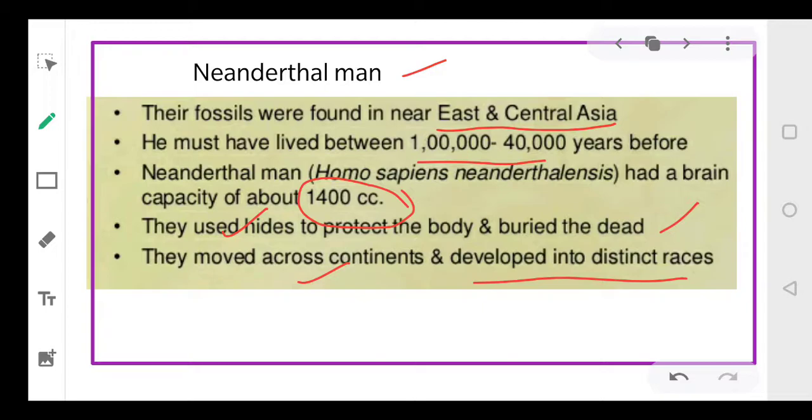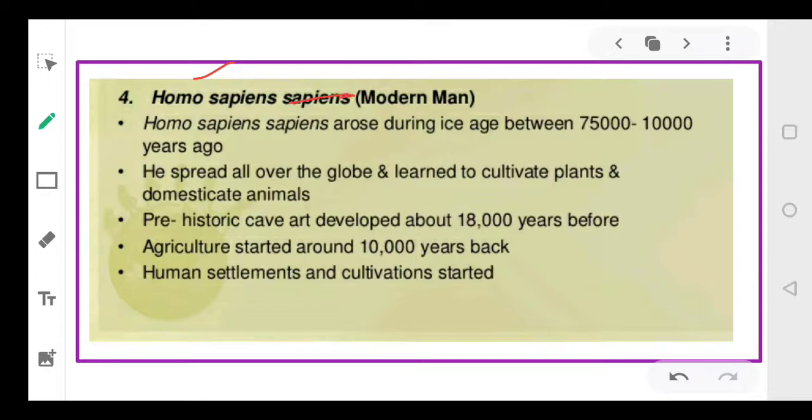They are the ones who flourished human population on different continents. Then came the Homo sapiens, which is referred to as the modern man. It is believed that from this Homo sapiens the modern man has evolved, and they were present during the Ice Age, that is from 7500 to 10,000 years ago.